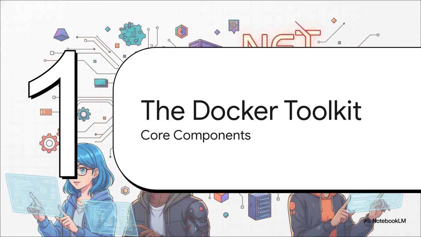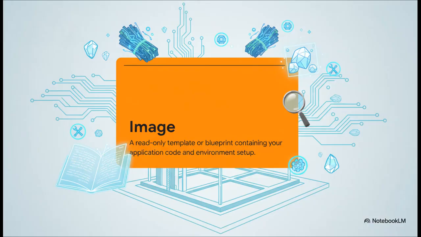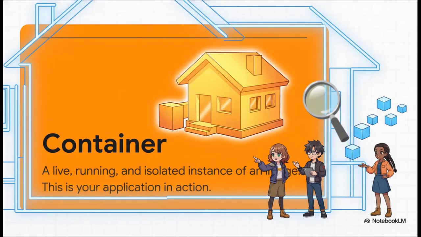Once you get your head around these next 3 concepts, everything else about Docker just kind of clicks into place. They're the real foundation. First up, we have the image. The absolute best way to think about an image is as a blueprint. It's a static, read-only template. It's got your .NET code, the ASP.NET runtime, system tools, you name it, it's in there. It's the master copy.